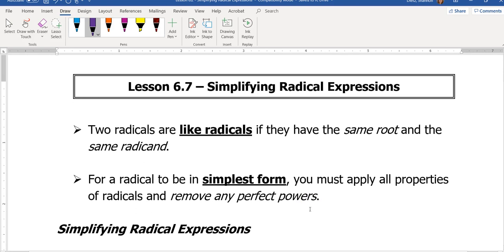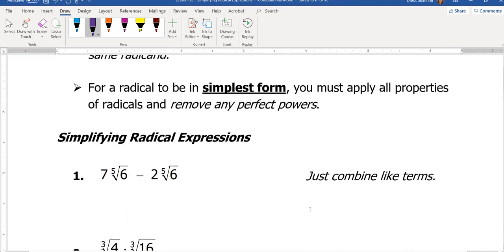And then to put things into simplest form, you want to apply all properties. So that's thinking about, can I break down the number that's inside the radical? Can I simplify, combine like terms in any way? So that's what we're going to be focusing on in this section.